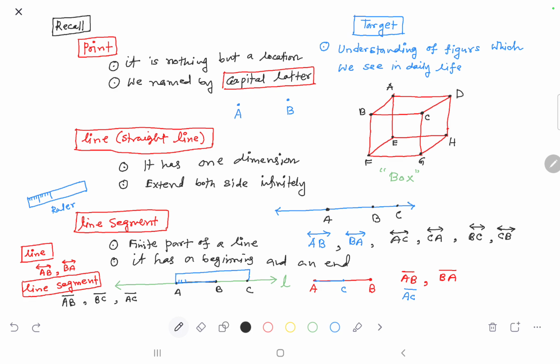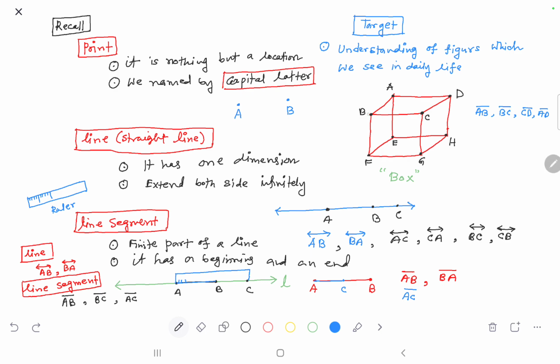So now go to this box. If you see this box, how many line segments have I drawn here? Can you tell me how many line segments you have for this box? Look at the top surface. How many do you have? AB line segment, right? And BC line segment, yes. Then CD, AD.